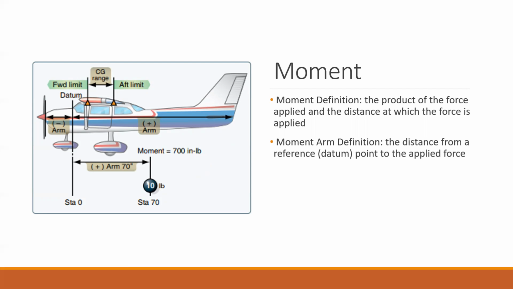We can use the station distance and the weight, and we can calculate this moment number, which is important when we're talking about weight and balance. That'll come up again, but for now, we're just going to use this to understand how forces are applied in the aircraft. So the further away you get from the datum, the stronger the force will be. A 10-pound force at the datum will not be as strong as it is at station 70, as it depicts here.